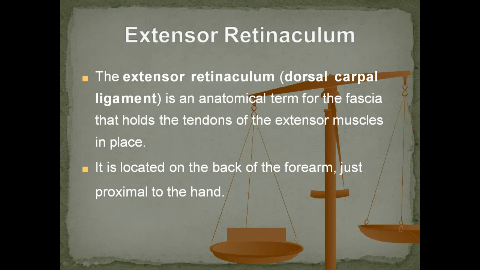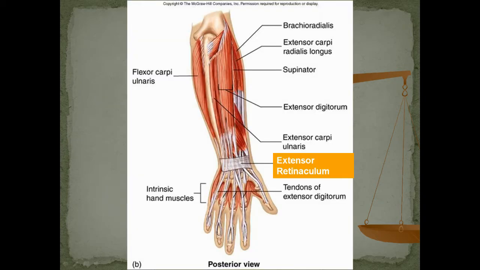So these are the retinacula, and they have the function of holding the tendons of the extensor or the flexor muscles in place. It is located on the back of the forearm just proximal to the hand. You can see another picture here of the extensor retinaculum.